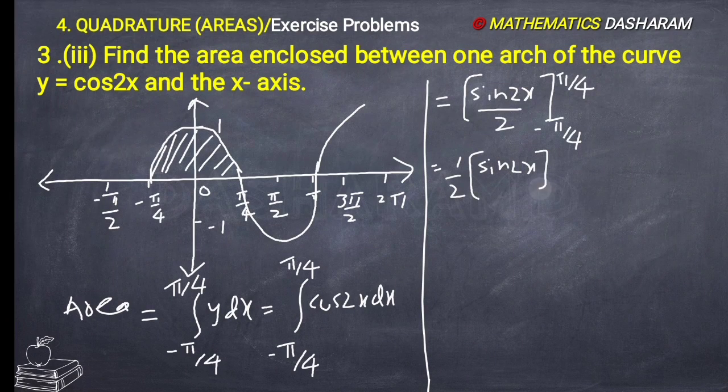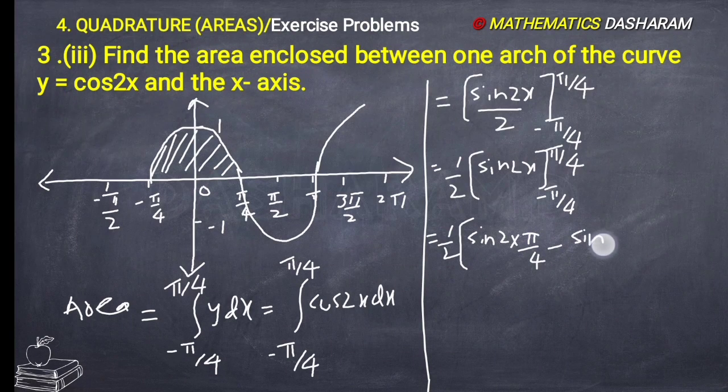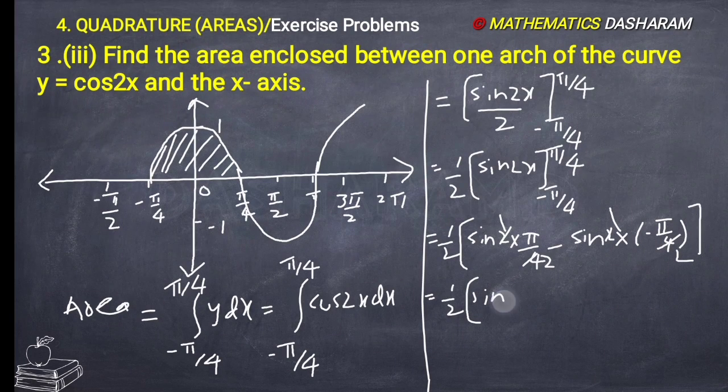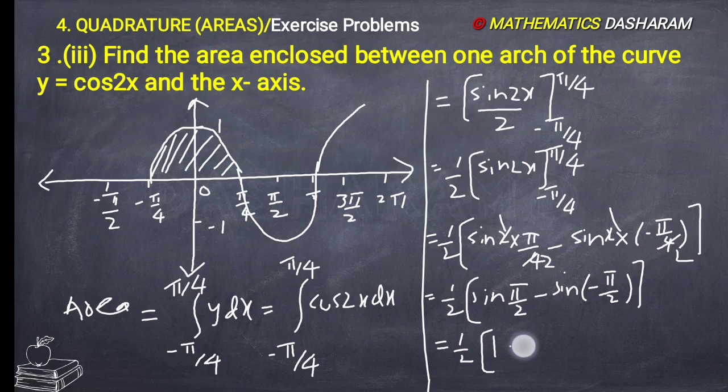So sin 2x from minus pi by 4 to plus pi by 4. So 1 by 2 [sin 2 into pi by 4 minus sin 2 into minus pi by 4]. So 1 by 2, here 2 ones are 2, twos are 2. So sin pi by 2 minus sin minus pi by 2. So it is equal to 1 by 2 [sin pi by 2, which is 1], minus sin of minus pi by 2, which is minus sin pi by 2.